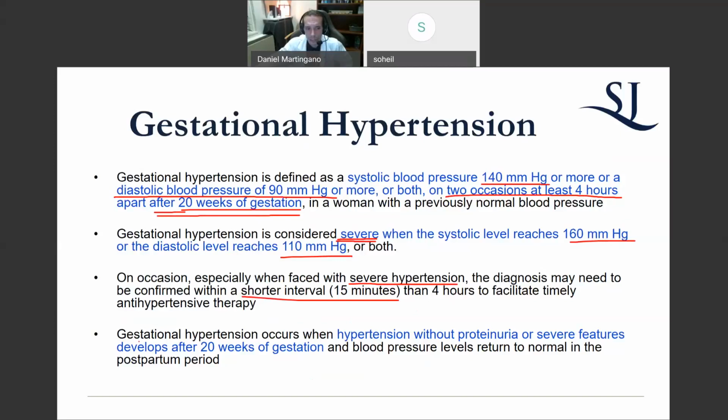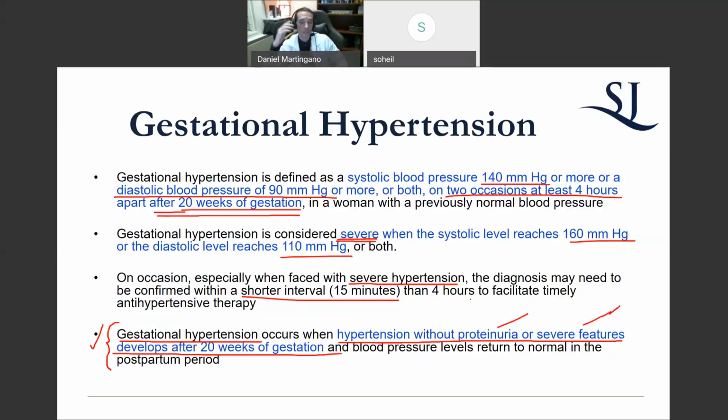So gestational hypertension, by definition, is hypertension without proteinuria or severe features and develops after 20 weeks of gestation, okay? That's the bottom line in terms of the definition. When you have any severe features, which we'll explain what those are, or if you have proteinuria, it ceases to be gestational hypertension, and then it's preeclampsia, either with or without severe features, depending on that definition.